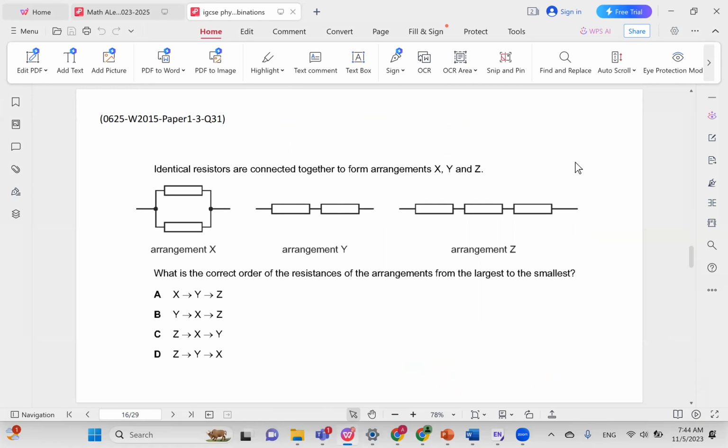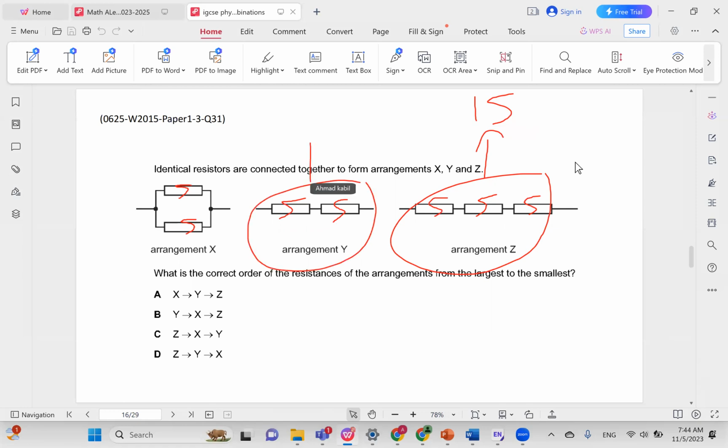Identical resistors are connected together to form arrangements X, Y, Z. What is the correct order of the resistances of the arrangements from largest to smallest? So remember, for ease, let's just say that all of these resistors are 5 ohms. So arrangement Z gives us a total resistance of 15 ohms. Arrangement Y gives us a total resistance of 10 ohms. Arrangement X gives us a total resistance of something that is less than 5.